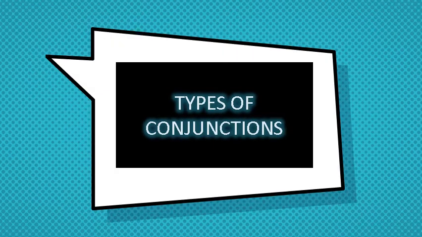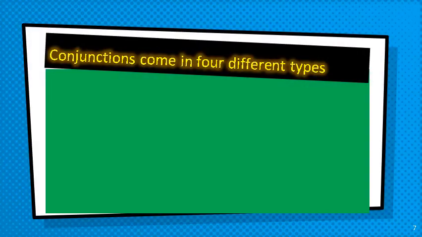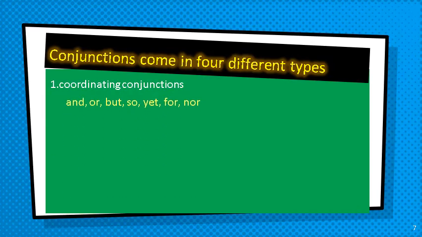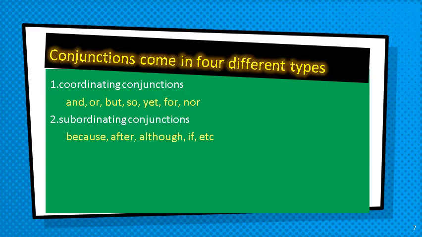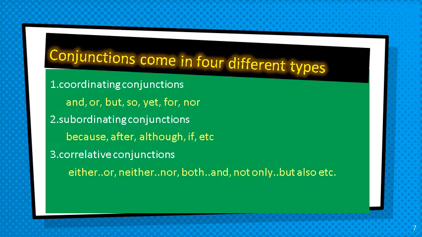Now let's see the types of conjunctions. Conjunctions are of 4 different types. Coordinating conjunctions like and, or, but, so, yet, for, nor. Subordinating conjunctions like because, after, although, if, etc. Correlative conjunctions like either or, neither nor, both and, not only but also, etc. Conjunctive adverbs like however, therefore, in addition, etc.